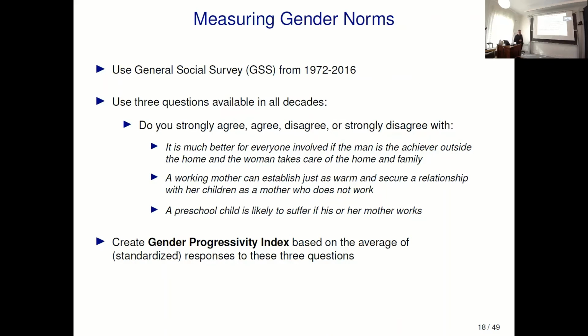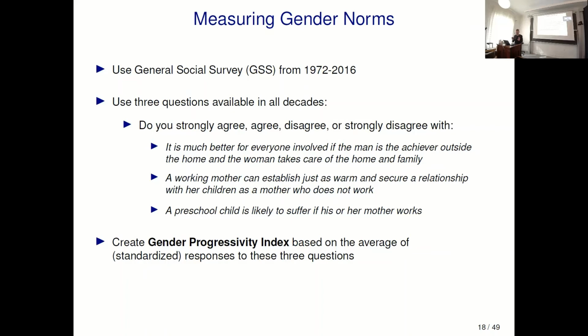We talked about some of these types of questions yesterday. So the first question is: do you agree, strongly agree, disagree, or strongly disagree with these different statements? It's much better for everyone involved if the man is the achiever outside the home and the woman takes care of the home and family. A working mother can establish just as warm and secure a relationship with her children as a mother who does not work. And a preschool child is likely to suffer if his or her mother works.